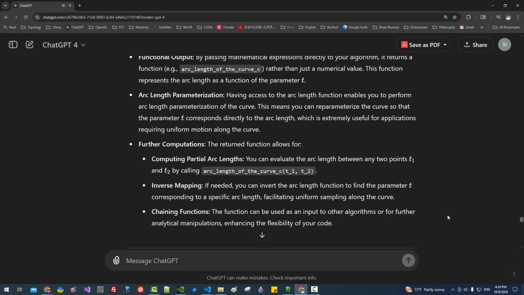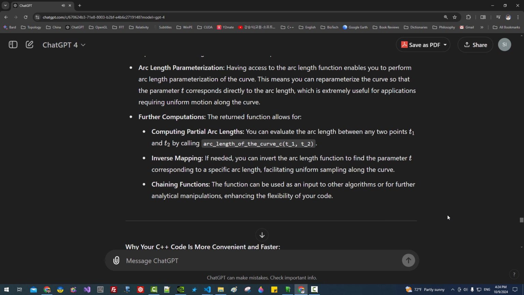This means you can reparameterize the curve so that the parameter t corresponds directly to the arc length, which is extremely useful for applications requiring uniform motion along the curve. Further computations. The returned function allows for computing partial arc lengths. You can evaluate the arc length between any 2 points, t1 and t2, by calling arc length of the curve C, t1, t2.